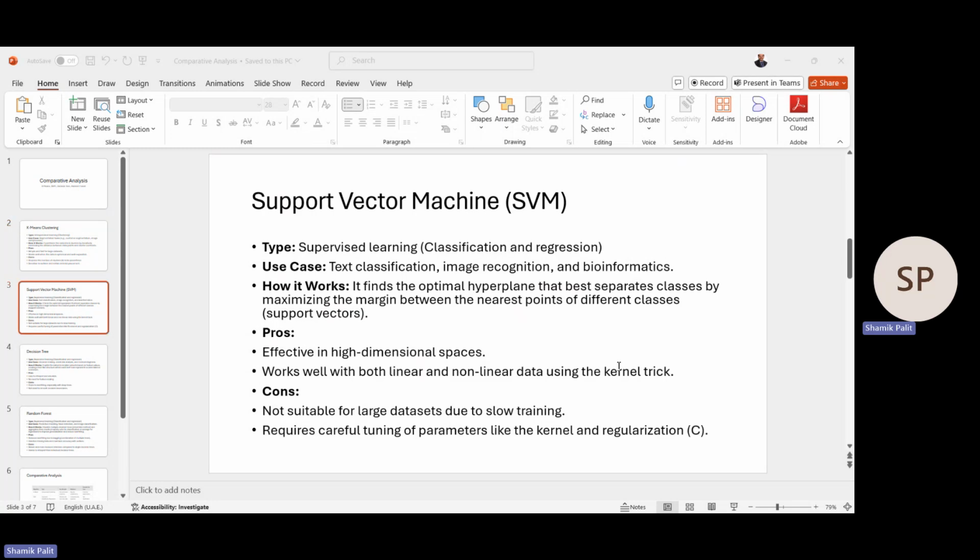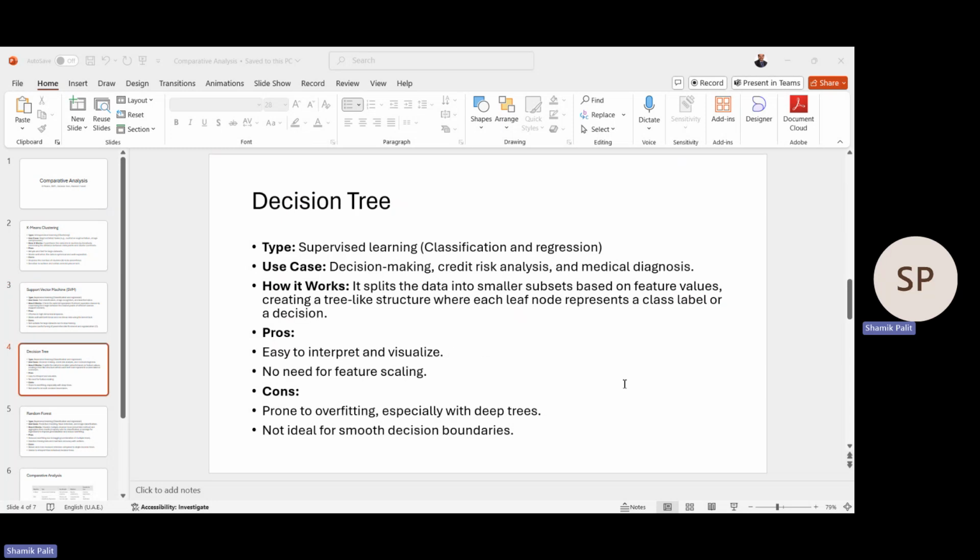Apart from that, we do have the support vector machines, which are used for text classification, image recognition, bioinformatics. And we have seen how generally it works based on the idea of the hyperplane. And next to that, we have made use of the decision tree, which is a supervised learning algorithm used for decision making, for example credit card risk analysis, medical diagnosis. This is how we generally use it, where we take specific data and start splitting it into smaller sets.